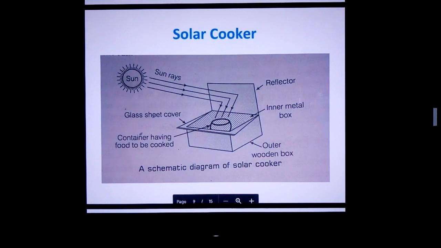In this way, more and more of the infrared rays or heating rays of the sun get trapped in the black box, due to which the temperature in the box rises to about 100 degrees C, which is the boiling point of water. This heat cooks the food kept in the black container. The main reason for painting the box black is that a black surface absorbs more heat than any other color.